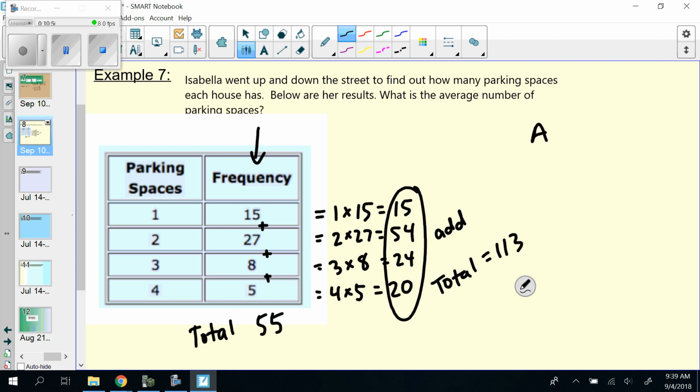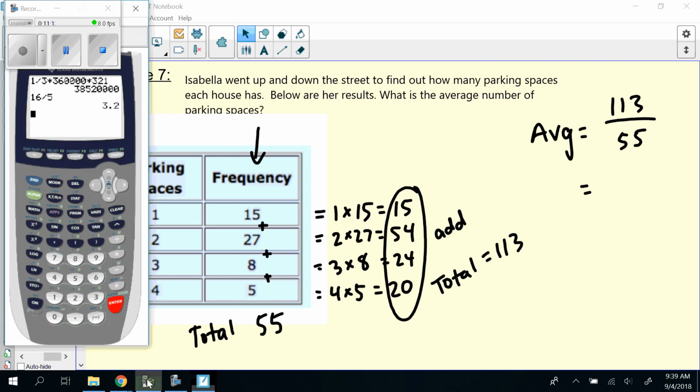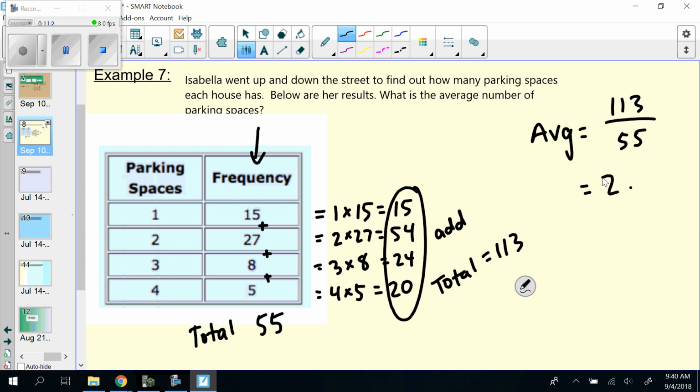So now we can find our average here by taking the 113 parking spaces divided by the 55 number of times, and that gives us how many parking lots. That gives us the total. So if you divide that out, you can find the average. So let's do that. 113 divided by 55. Looks like on average there's a little over 2, about 2.05 parking spaces. So each lot has slightly over 2 spots on average.